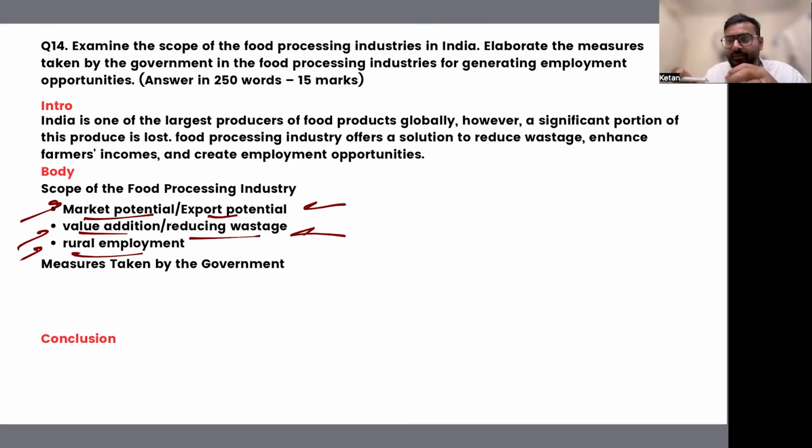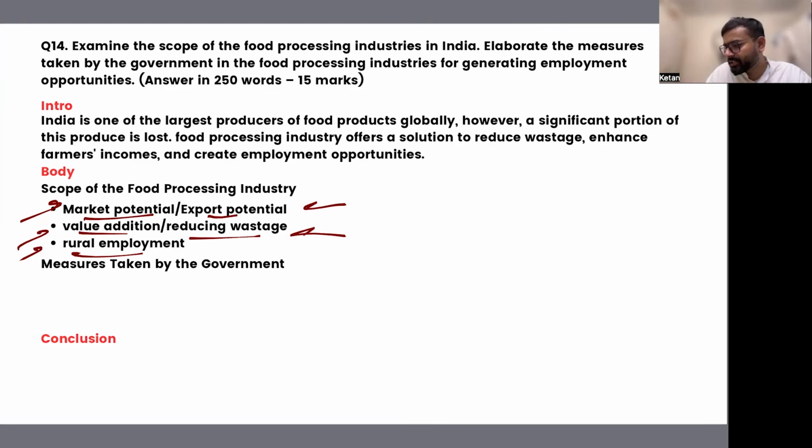employment. So the rural population will find employment apart from agriculture, maybe in sorting the food product, packaging, labeling, transport, storage. So a lot of even marketing. So a lot of rural employment will be created.